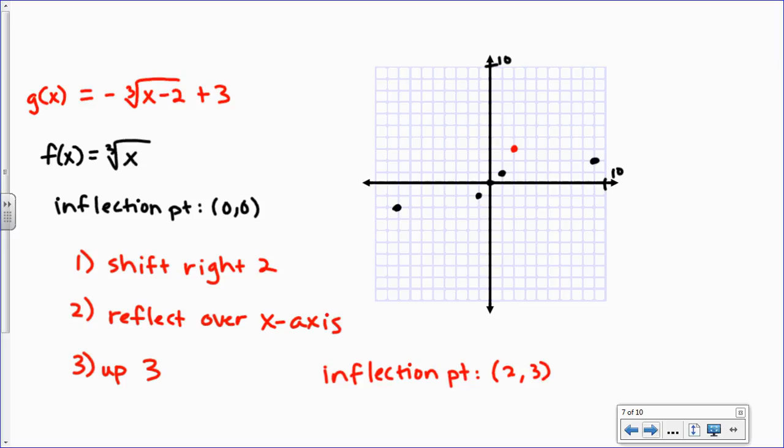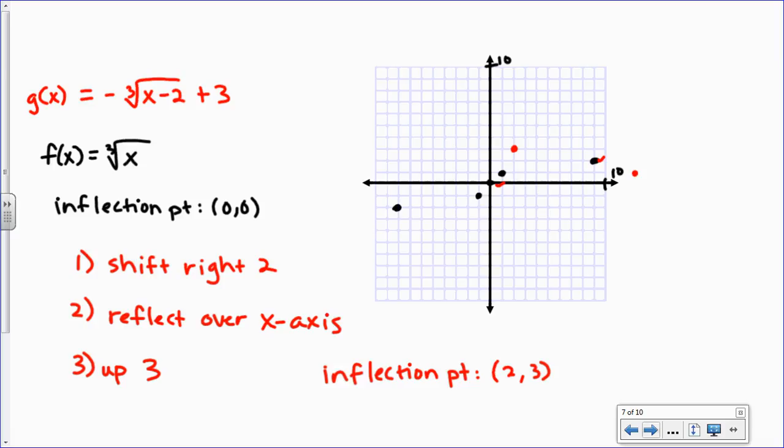So remember I said the only thing that affects those special points are your translations, where you shift left, right, up, or down. Okay, so I did this one. So now maybe I'll start here. I have to go right 2, and then reflect over x. I'm 2 units away from the x above, so I have to go 2 units below. And then I go up 3. So I get a point right here. Okay? So that was this one.